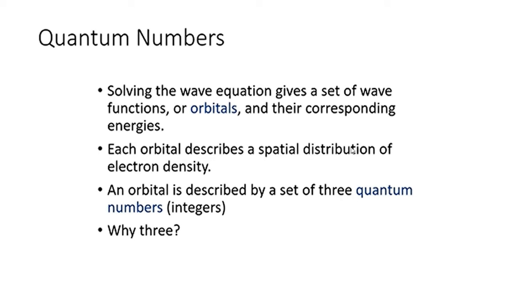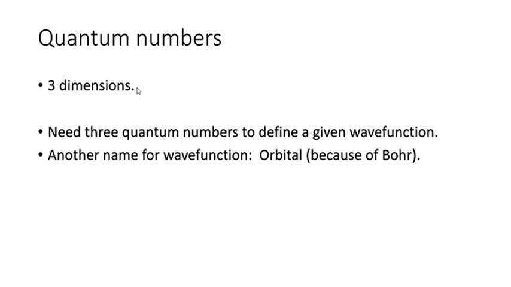Finding out about the changes, they developed these orbital models. Each orbital describes a spatial distribution of electron density, and an orbital is described by a set of 3 quantum numbers, which we call integers. We have 3 dimensions, so we need 3 quantum numbers to define a given waveform. You need an x direction, a y direction and a z direction. Another name for wave function is orbital. The orbitals are defined from wave functions.